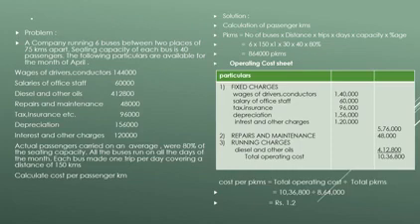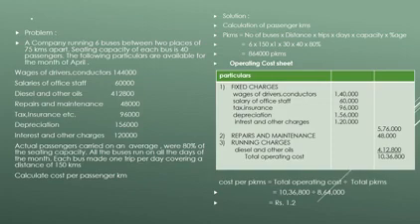And then under running charges, the diesel and other oil is to be taken, that is only one item is given, hence it is to be taken in the outer column. Now we have to calculate the total of outer column, that will be 10,36,800. So the total operating cost is rupees 10,36,800. Now we have to calculate cost per passenger kilometer.